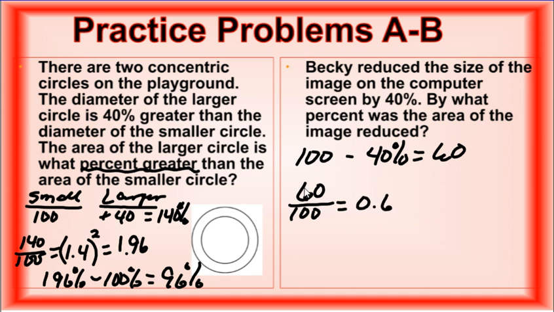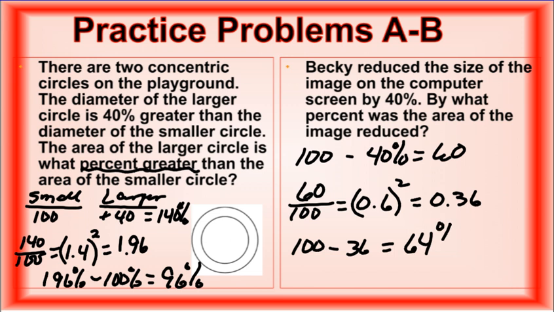And since we're dealing again with area, we need to square that scale factor, which will give us 0.36. And by what percent was the area of the image reduced? So we take 100 minus 36%, and that would give us a 64% reduction. So the area was reduced by 64%.